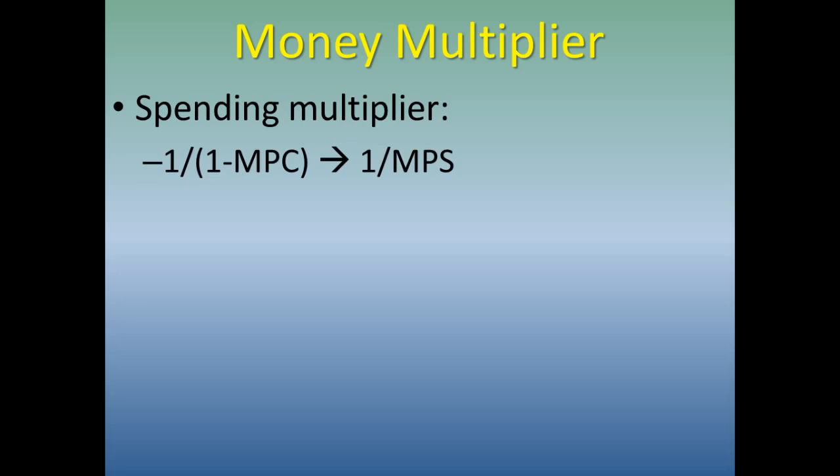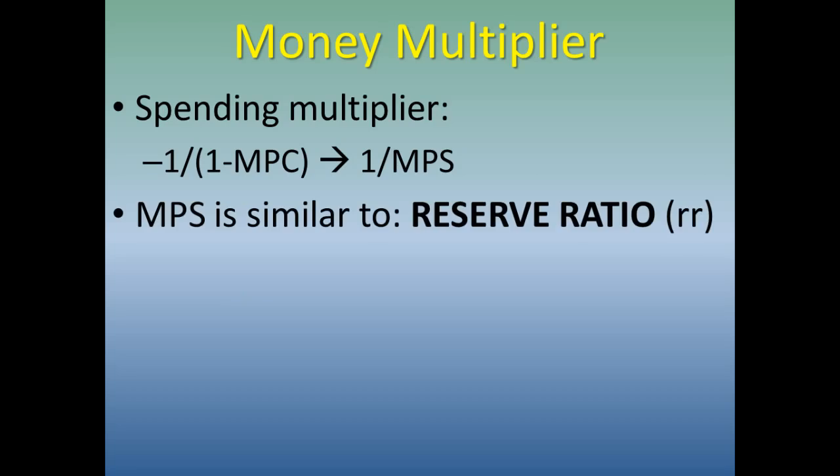So we know that the spending multiplier is equal to 1 over 1 minus MPC. And we know that 1 over 1 minus MPC is mathematically the same as saying 1 over the marginal propensity to save. And we also know that the marginal propensity to save in the banking industry is dictated by how much money has to be left in the bank's reserves when deposits are made. And that amount is the reserve ratio. So in essence, what we're saying is that the spending multiplier for individuals, which is 1 over MPS, is equal to the money multiplier for banks, because the MPS for banks is their reserve ratio. And so we can rewrite the money multiplier and say that the money multiplier is equal to 1 over the reserve ratio.